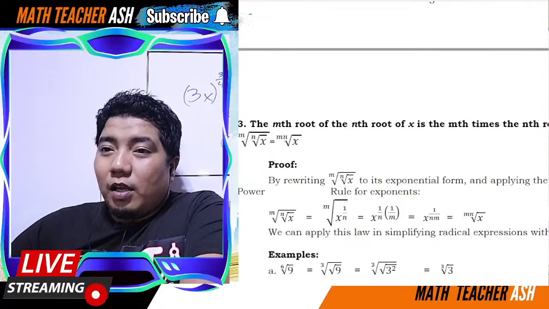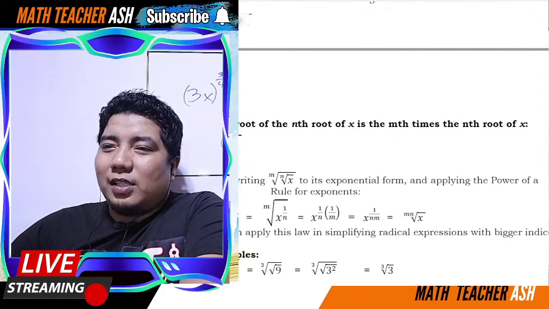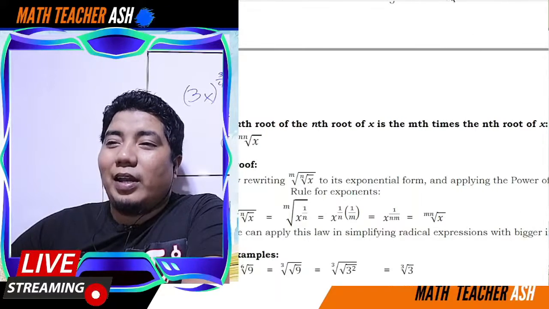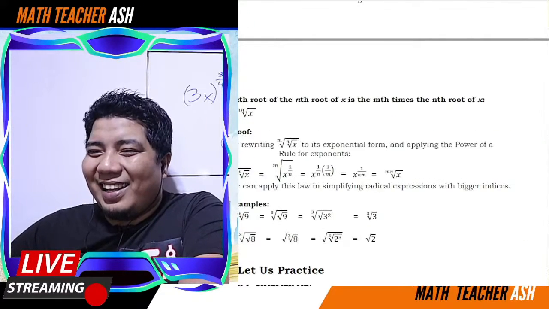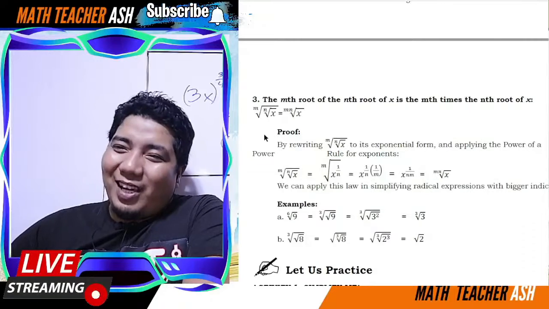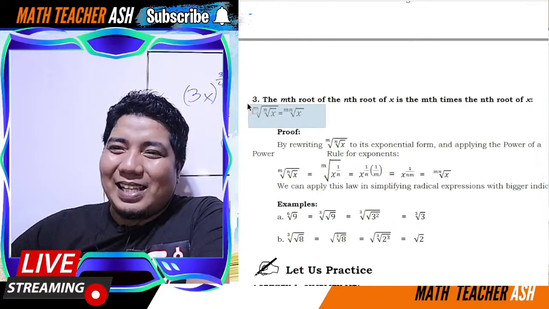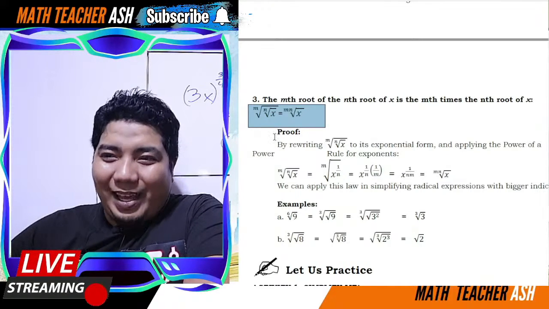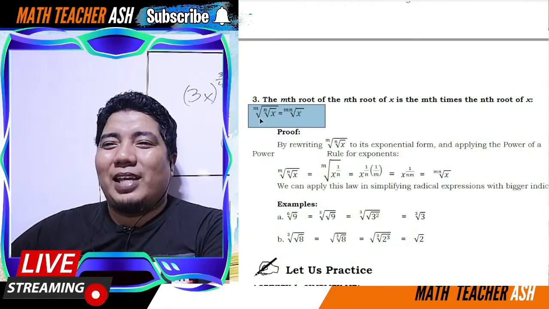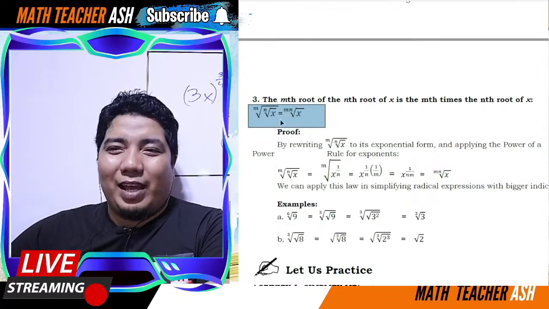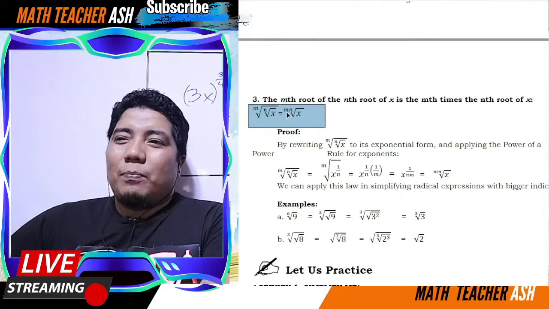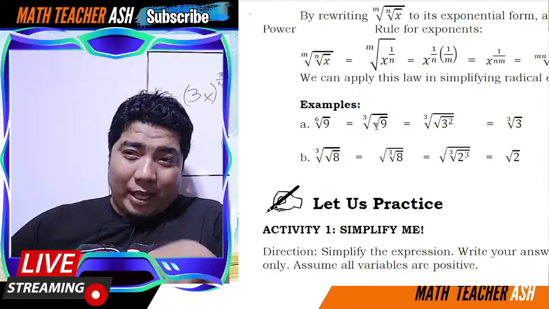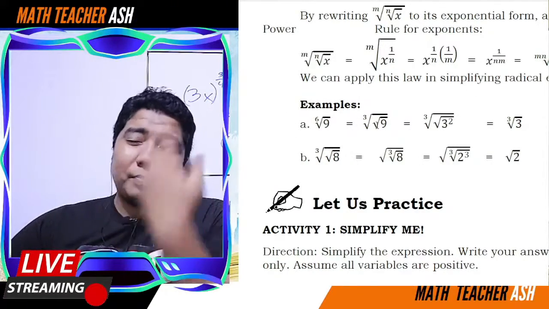The nth root of the nth root of x is the nth times the nth root of x. Ayan, ewan ko anong sinabi niya doon. Anyway, but if we consider this symbol, ayan, mas nailahan natin. The mth root of the nth root of x. Ayan, ito pala yung sinasabi niya. The mth root of the nth root of x is equal to the product of mn root. Is a perfect square. So, mas mabuti nandoon sa loob si square root.